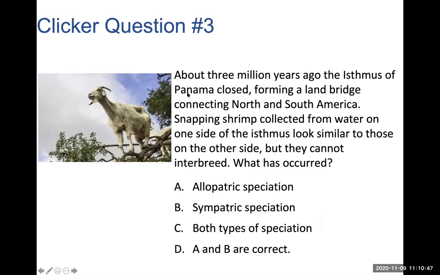Okay, I have a question for you guys. About 3 million years ago, the isthmus of Panama closed, forming a land bridge connecting North and South America. Snapping shrimp collected from water on one side of the isthmus look similar to those on the other side, but they cannot interbreed. So what happened here, if you were paying attention?